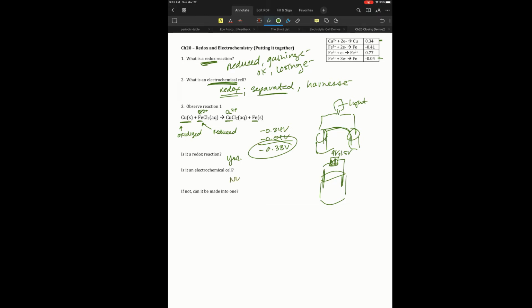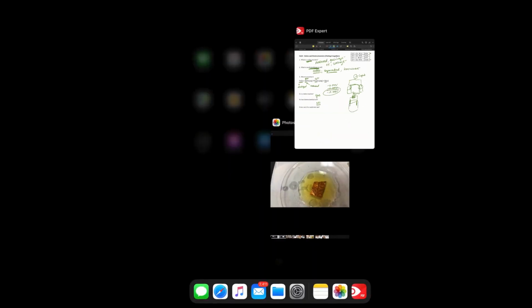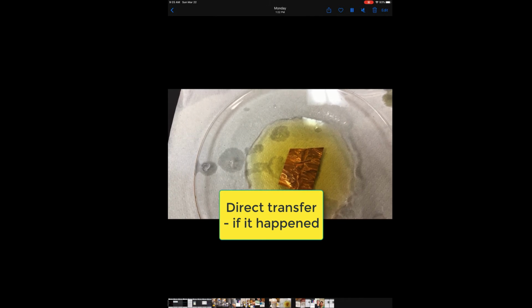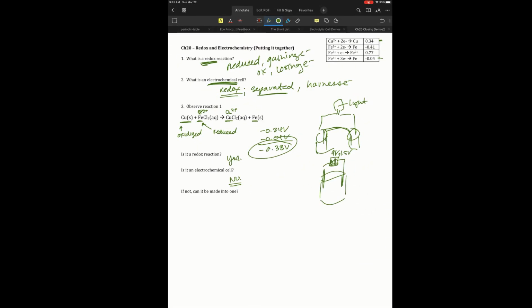Is it an electrochemical cell as set up? No, because my reactions are not separated. Everything's happening in this one bucket together, so there's no way to take advantage of electrons, or tease those electrons out so that we can force certain types of reactions and results. Could it be made into one? Absolutely, specifically this kind, because it's got a negative cell voltage.